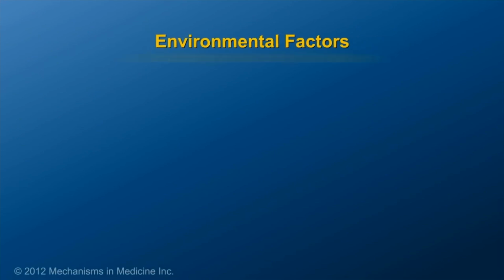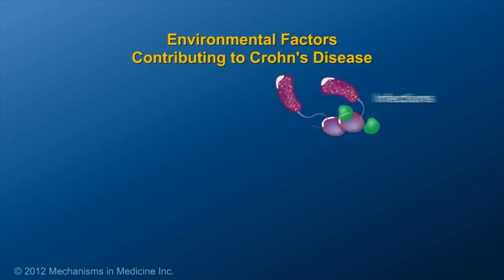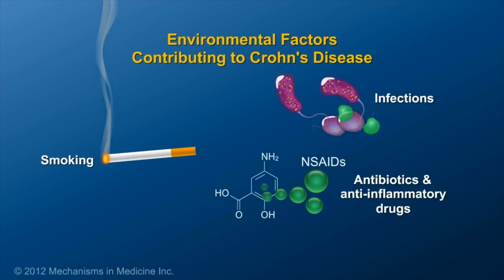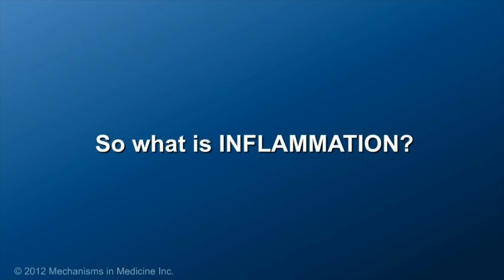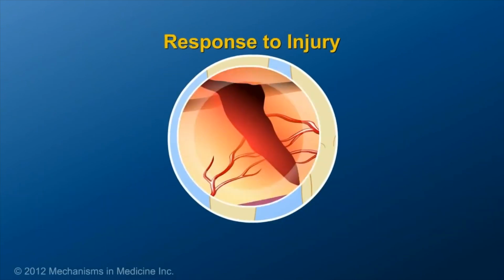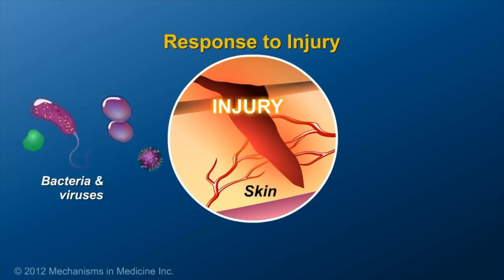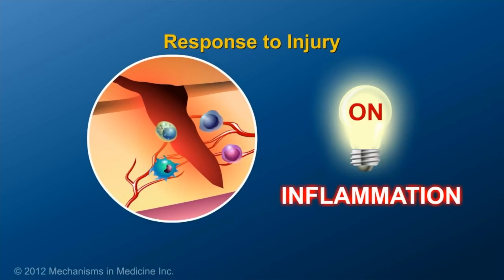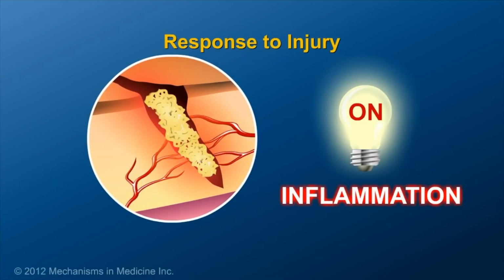Environmental factors that may contribute to Crohn's disease include infections, smoking, and taking antibiotics or anti-inflammatory drugs known as nonsteroidal anti-inflammatory drugs, or NSAIDs. One way that the body can protect against potential bacterial threats is with inflammation. We are familiar with how inflammation looks on the outside of the body, for example, when you have a scrape or a cut. That scrape or cut becomes red and inflamed as a result of the immune system trying to get rid of any bacteria and viruses that are in the wound.